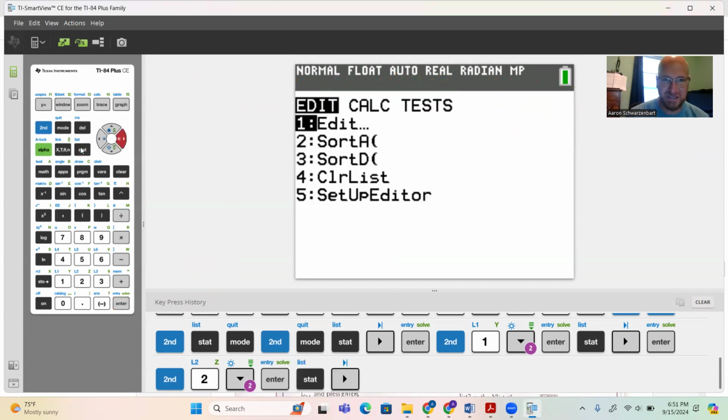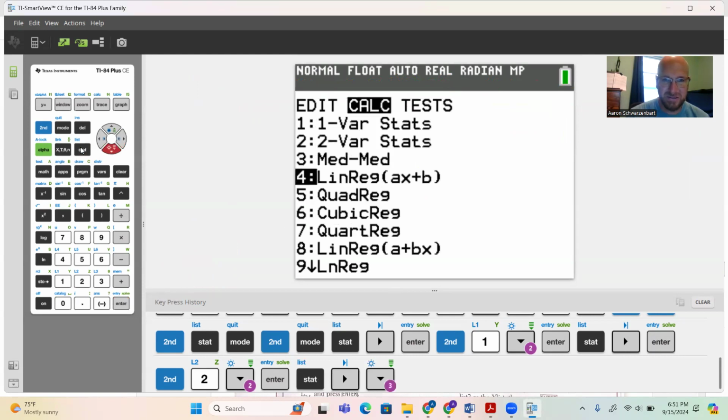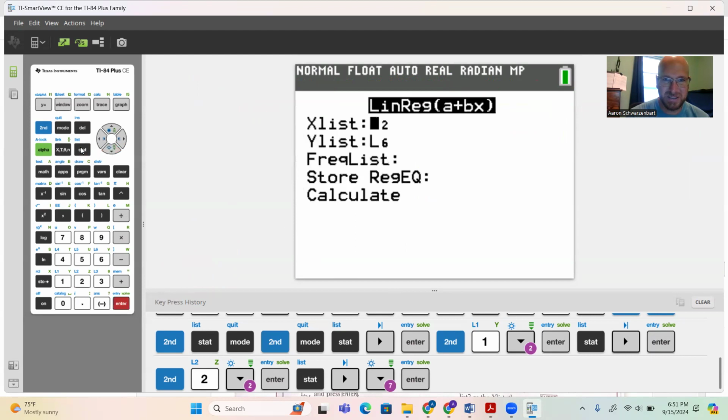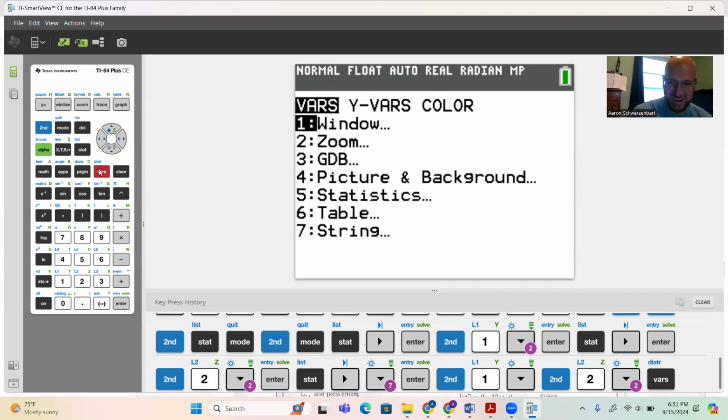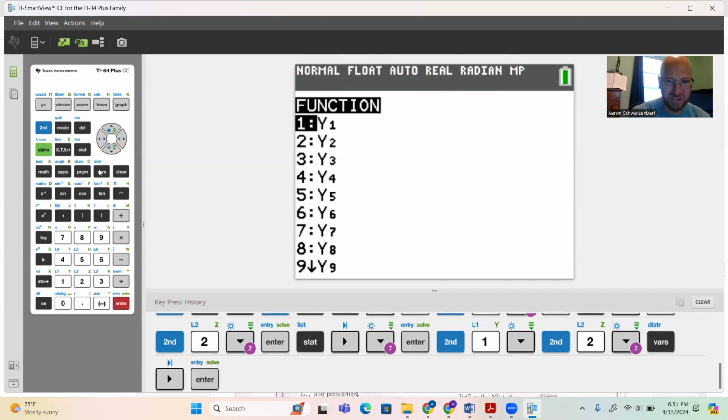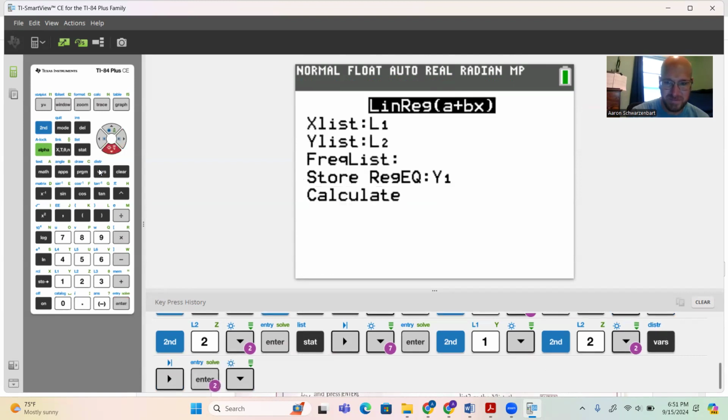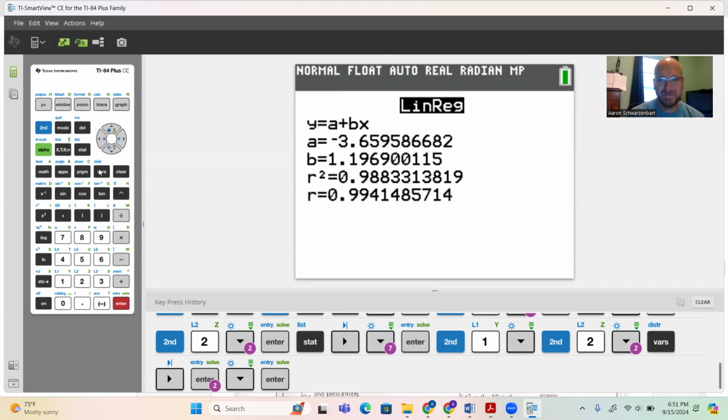I can do stat calc, and if I do linear regression, I'm going to do a plus bx because that's what we do often in stats. Instead of mx plus b, there's a reason for a plus bx that shows up when we linearize nonlinear data. Store a regression equation, vars, scroll over to y vars function, y1, calculate correlation right here, R. There it is, 0.994.